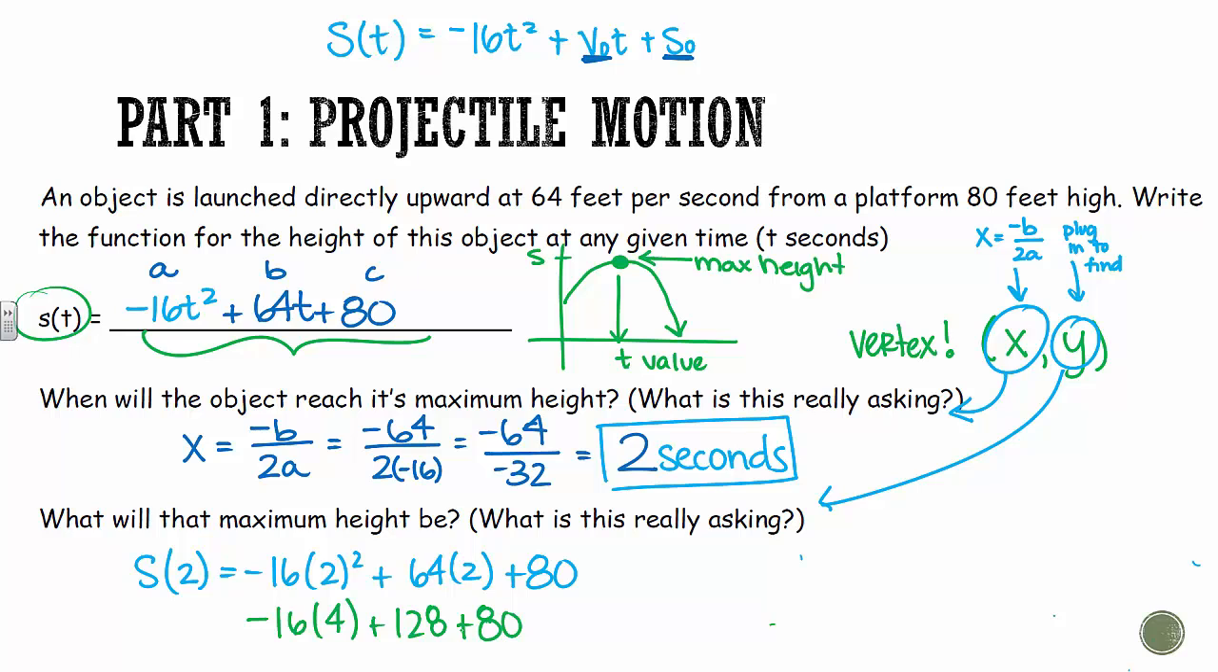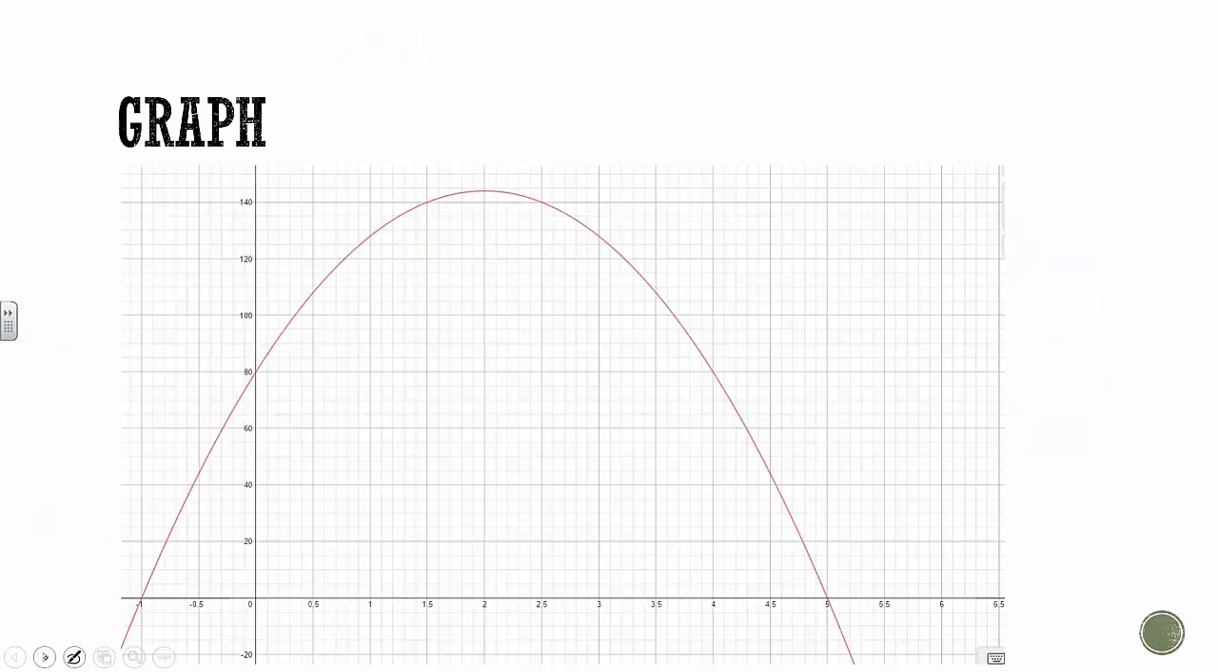So negative 16 times 4 gives us negative 64, plus 208. So if we do 208 minus 64, we end up with 144 feet. So if we look at a graph of this function, we graphed it here. We found this maximum height right here is at 144, and it happened at 2 seconds.